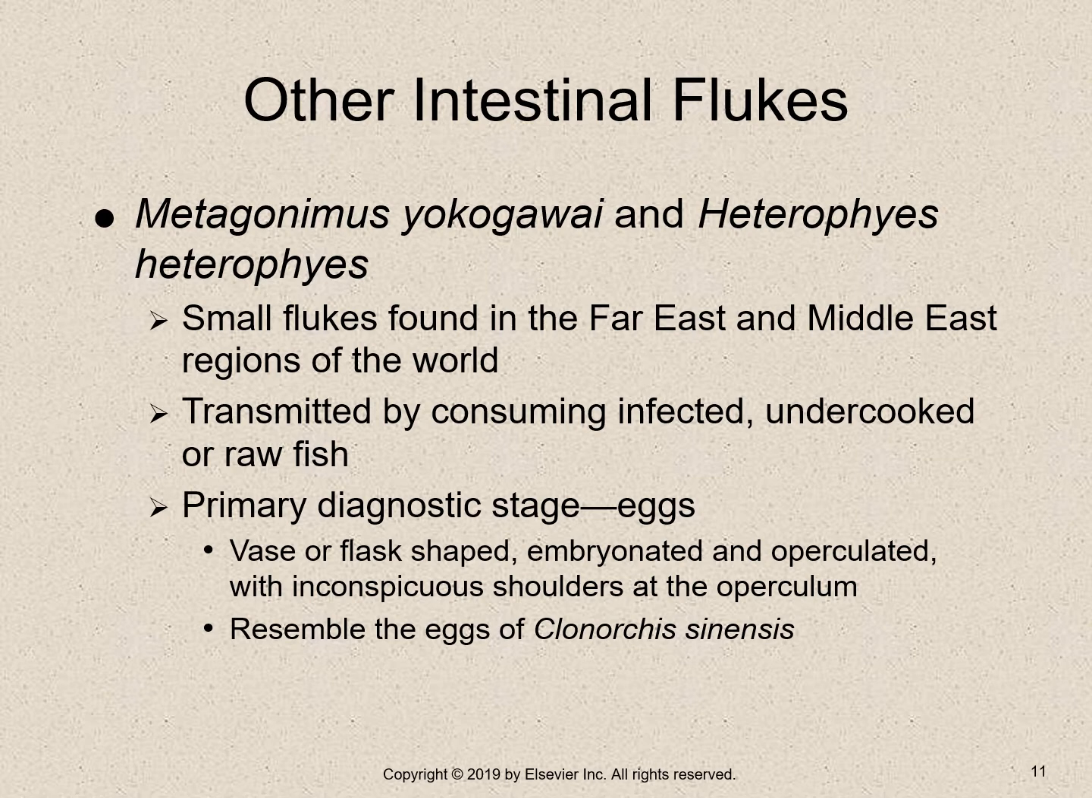Adults live in the small intestines and produce few symptoms. Patients with heavy worm burden may have diarrhea, colic, and loose stools with a large amount of mucus. Adults of both of these species are small, and eggs serve as the primary diagnostic stage. They measure 28 to 30 micrometers long and have a vase or flask-like shape. They're embryonated and operculated with inconspicuous shoulders at the operculum, so the eggs of these species resemble Clonorchis sinensis, which we'll review later on.